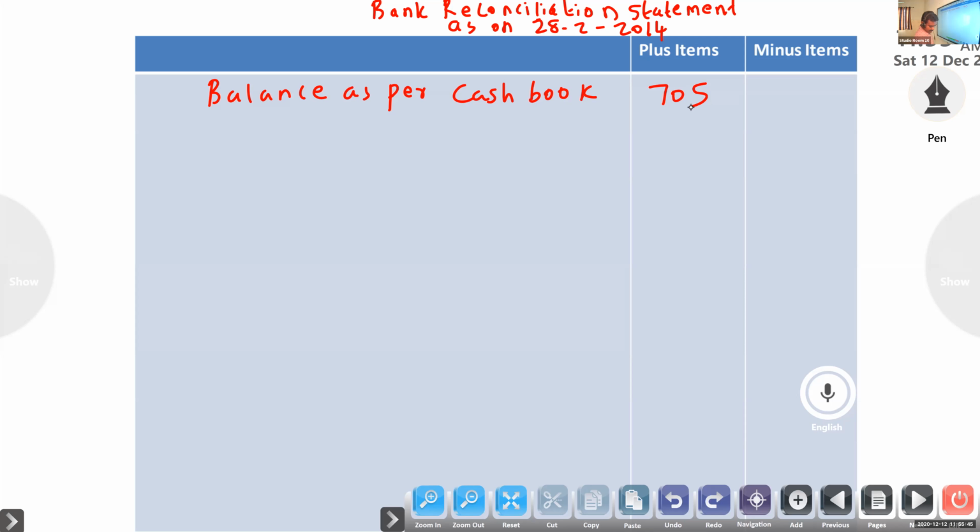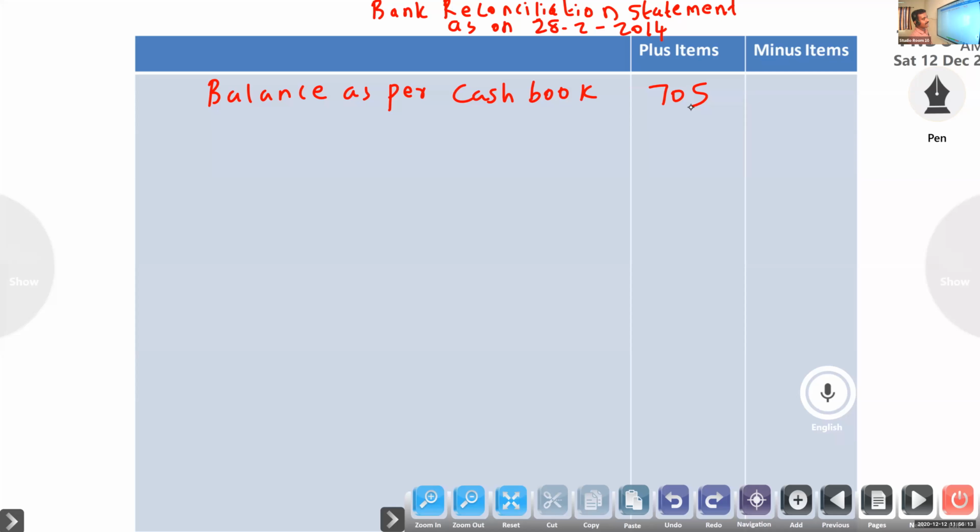Okay. Next, you can pick both. 91, it is there. 75, it is there. 420, it is there. 94, it is not there. Is this correct? 94, it is not there.